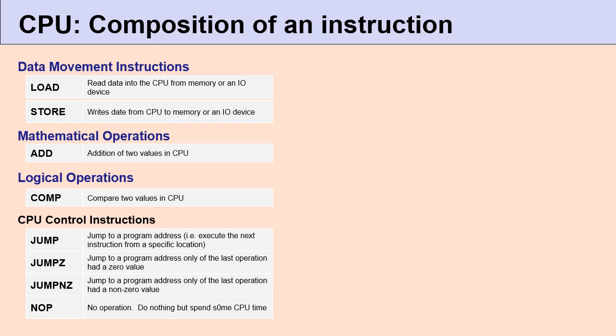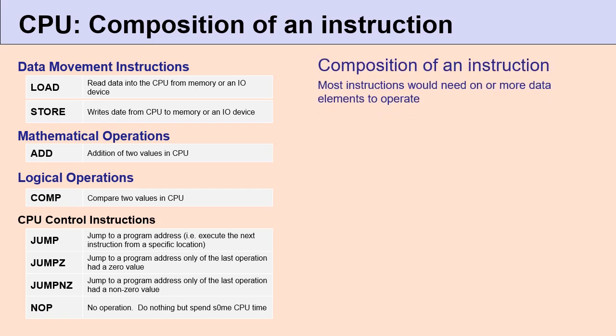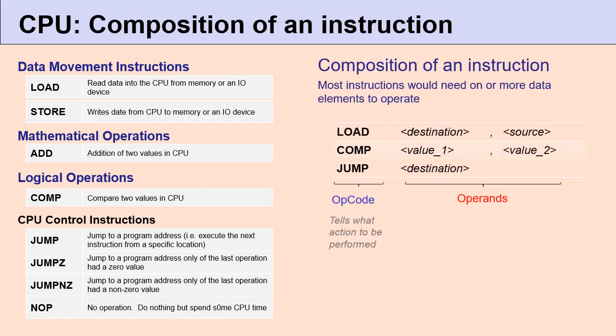Therefore, typically an instruction will have two parts. Its composition will have two parts. The first part is called the opcode, or the operation code. It's a coded value which tells what that instruction is supposed to do. For example, whether it's a load instruction, whether it's a compare instruction, whether it's an add instruction, etc.